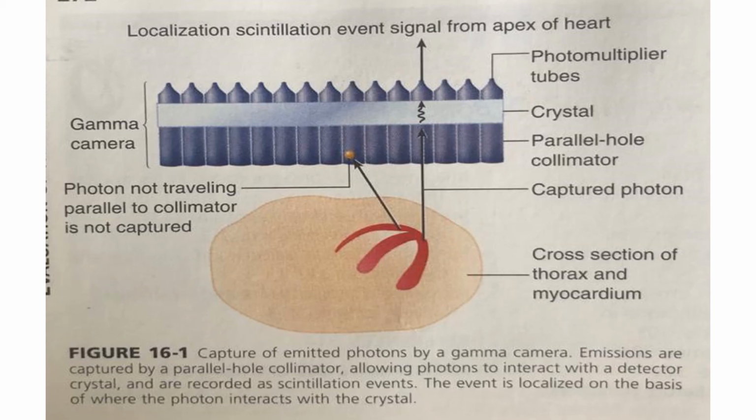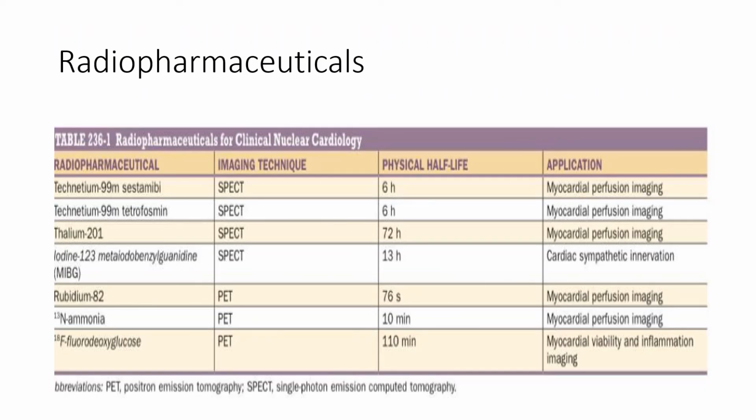So this is a pictorial representation where gamma rays are emitted from the cardiac structures, and those which are perpendicular to the scanner are the ones which are captured. Those coming at different angles are not captured. And all these scintillation events are then converted into an image, and the image is viewed as a 3D. Various different radiopharmaceuticals are used for radionuclide imaging.